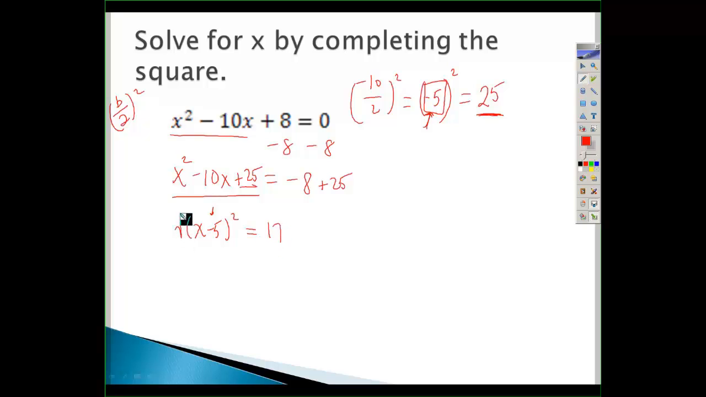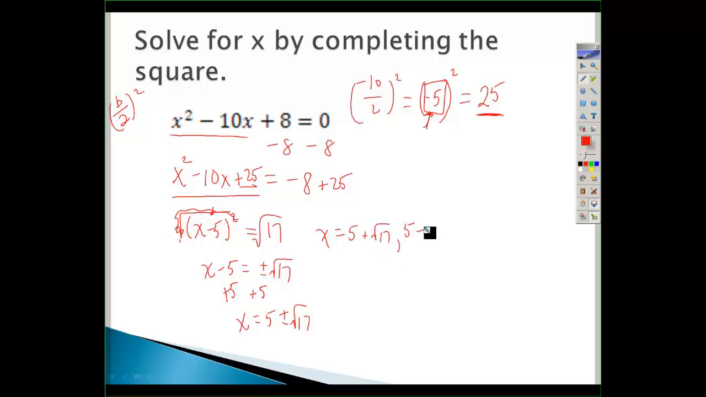Now we can continue and square root both sides to get rid of the square. We have x minus 5 equals plus or minus the square root of 17. I add 5 to both sides. X equals 5 plus or minus the square root of 17. So my two solutions are x equals 5 plus the square root of 17 or 5 minus the square root of 17. So there you have it.